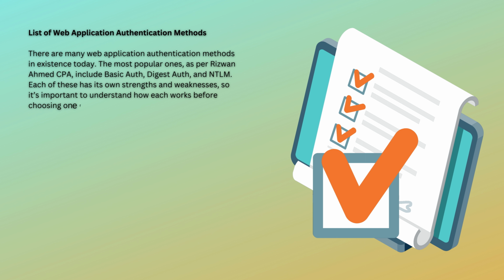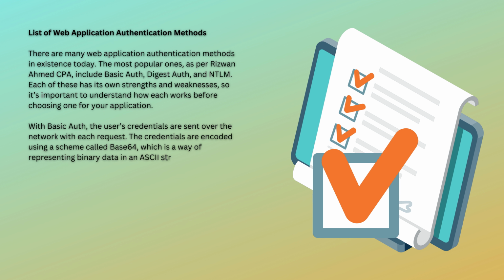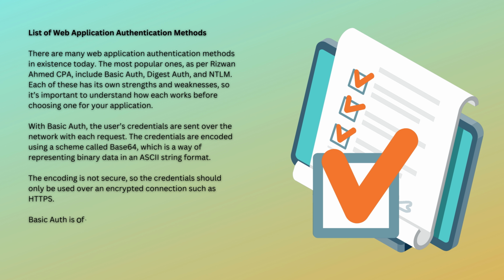for your application. With Basic Auth, the user's credentials are sent over the network with each request. The credentials are encoded using a scheme called base64, which is a way of representing binary data in an ASCII string format. The encoding is not secure, so the credentials should only be used over an encrypted connection such as HTTPS. Basic Auth is often used in combination with other authentication methods, such as cookies or session IDs. Basic Auth is supported by all major web browsers.